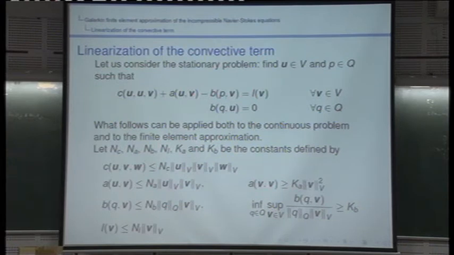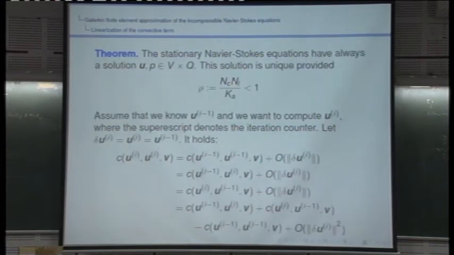So what does this condition mean? This condition means that either the forces are small or the viscosity is large. Okay, so there exists a unique solution provided body forces are very small or viscosities are large. So we have a small Reynolds number. So this only applies to small Reynolds numbers.